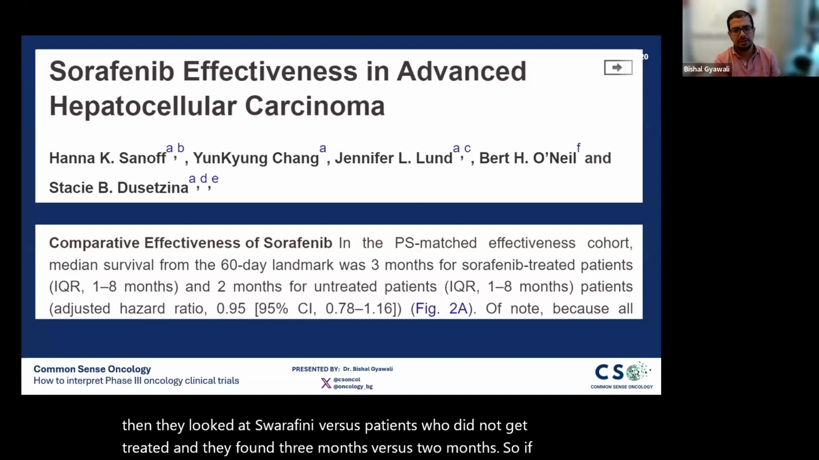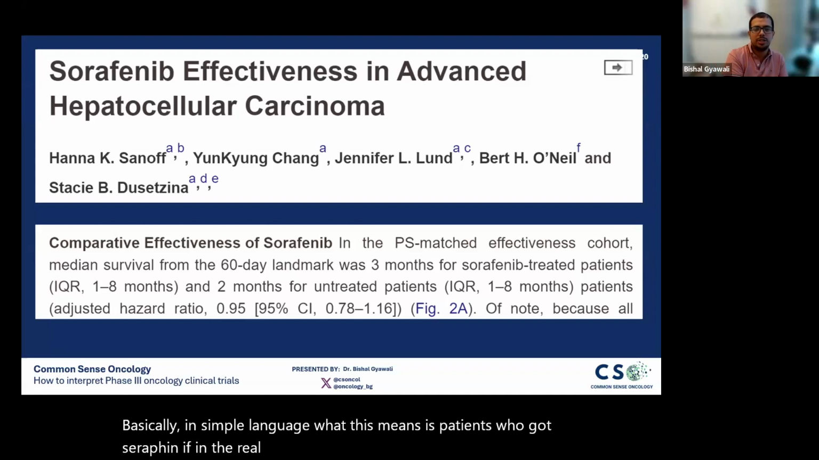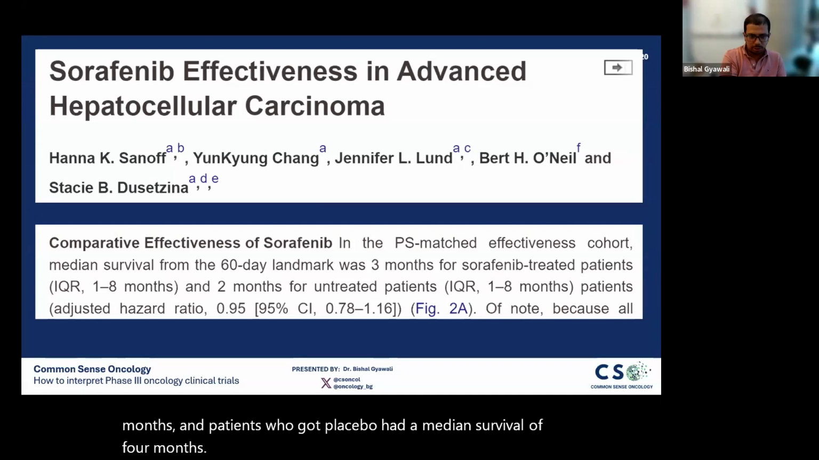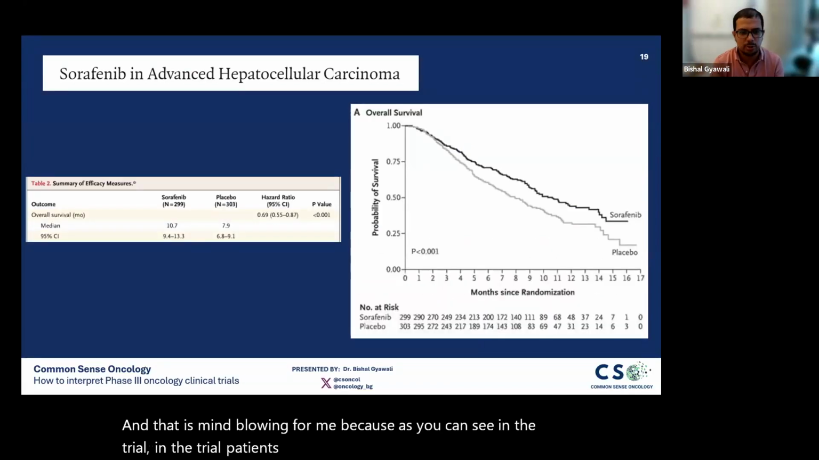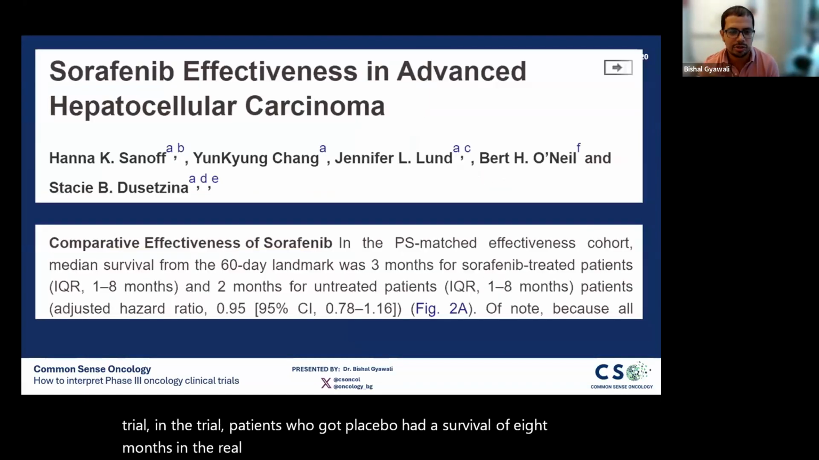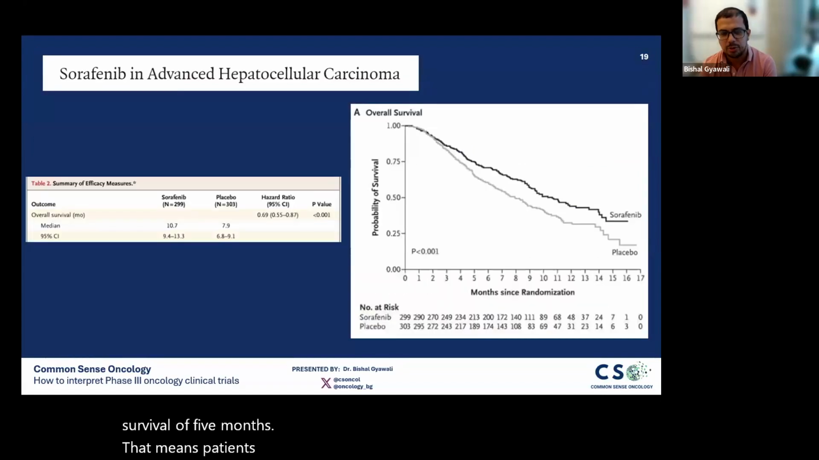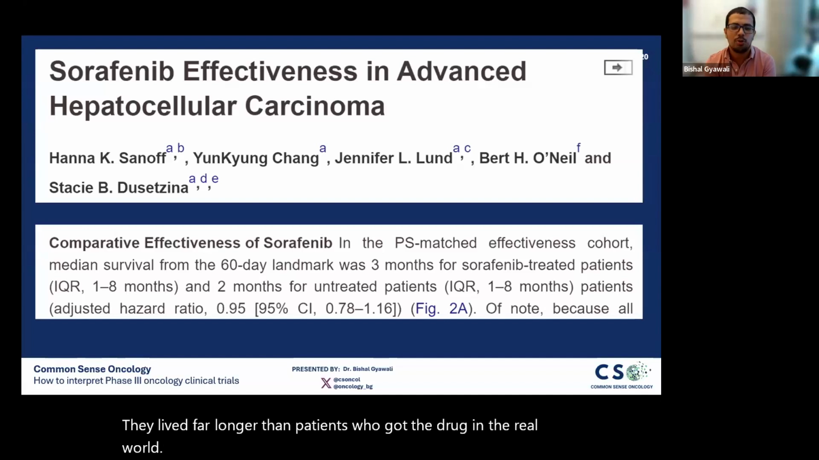So if you include that 60-day, basically in simple language, what this means is patients who got sorafenib in the real world had a median survival of 5 months. And patients who got placebo had a median survival of 4 months. And that was mind-blowing for me, because as you can see in the trial, patients who got placebo had a survival of 8 months. In the real world, patients who got the drug had a survival of 5 months. That means patients who got placebo in the trial lived far longer than patients who got the drug in the real world. Now, why does that happen?